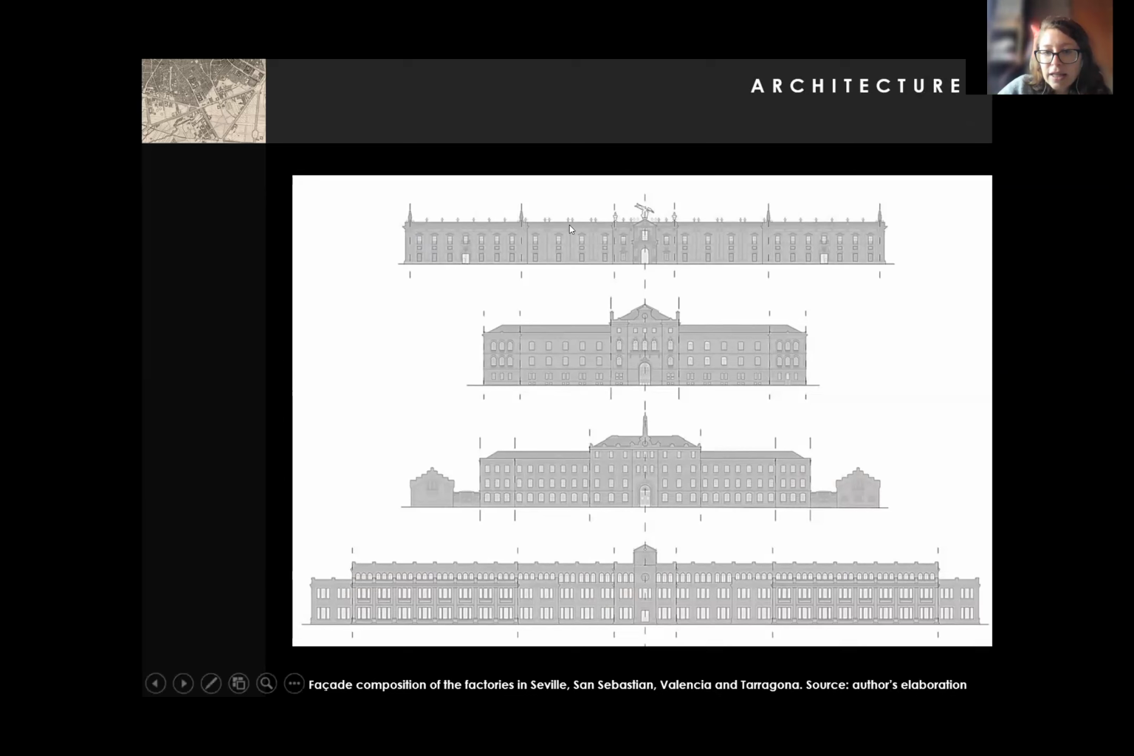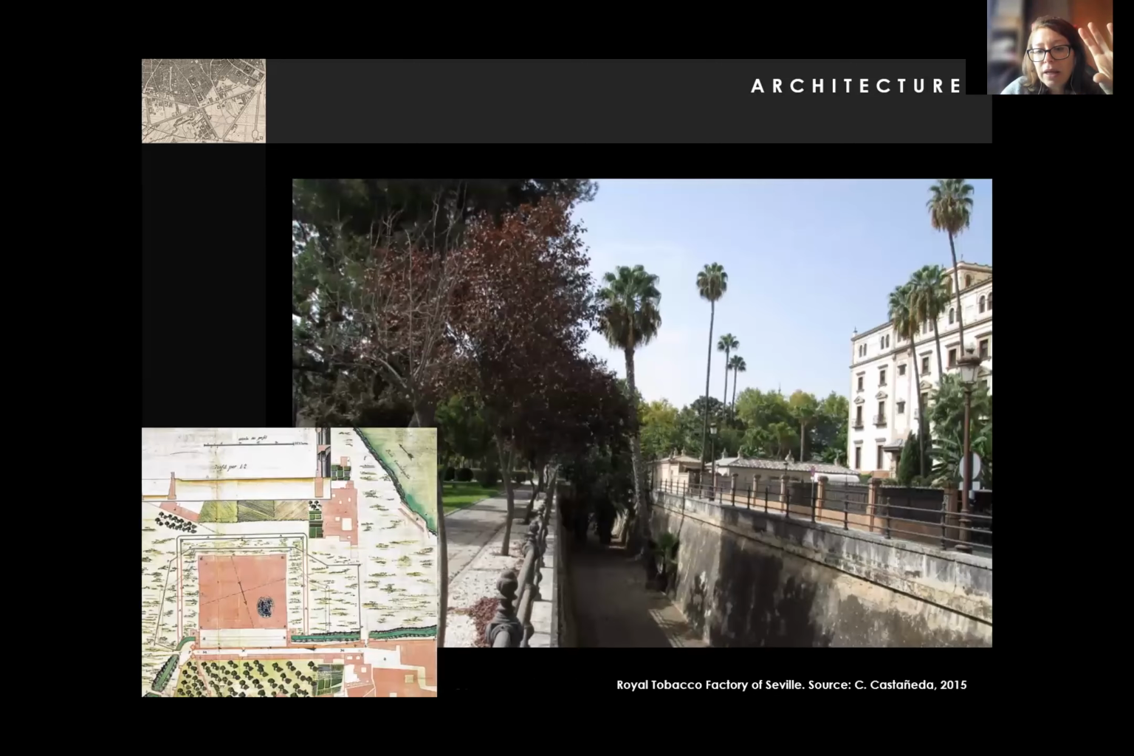As I was saying, these are the factories of Sevilla, San Sebastian, Valencia, and Tarragona. And you can see that at the beginning, they appear with palace-like facades, monumental buildings with a classical language. This was because of the meaning of power that the monopoly wanted to give to its buildings.